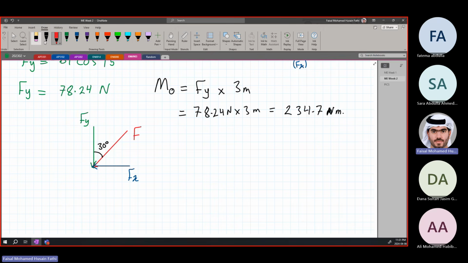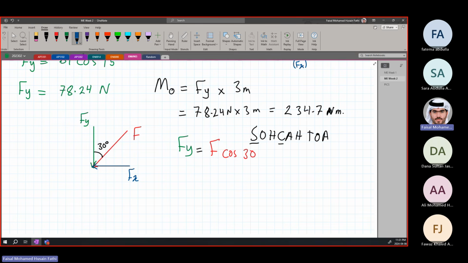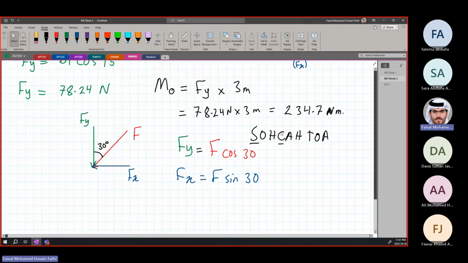All right? Fy, because the angle is adjacent, remember SOHCAHTOA, CAH. Then let's look at the sine and the cosine part. This angle is adjacent to Fy, so Fy is going to be equal to F cosine 30. And Fx, this angle is opposite to it, it's not adjacent to it. So like this you can write Fx is equal to F sine 30. Okay? These two ways you can just do it as a quick shortcut, instead of going and doing a force triangle and all of that.